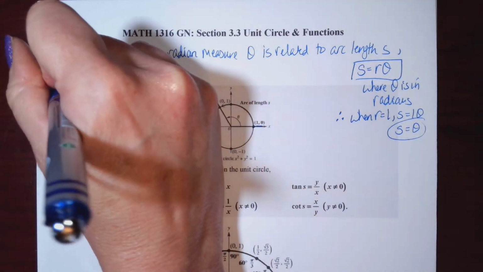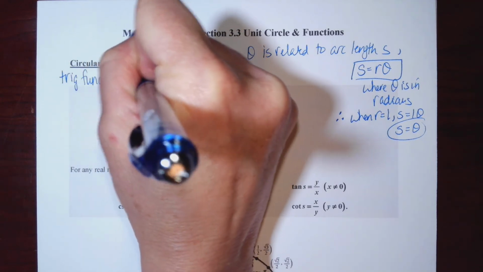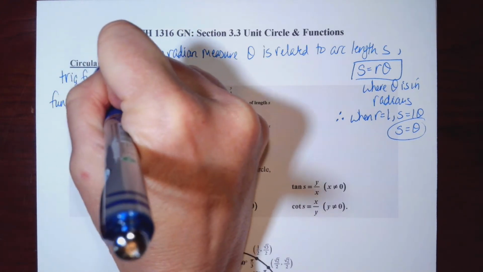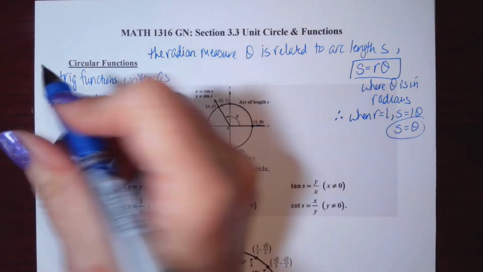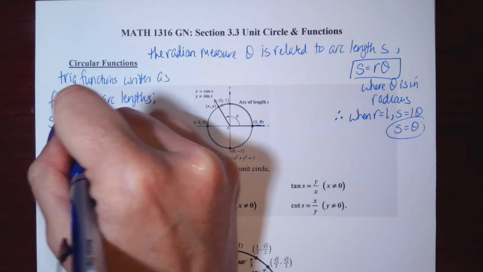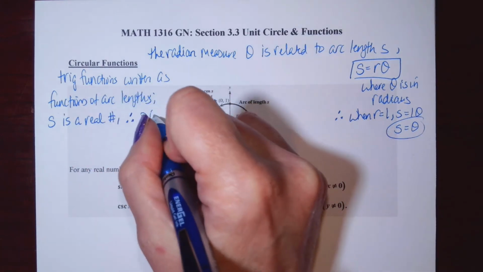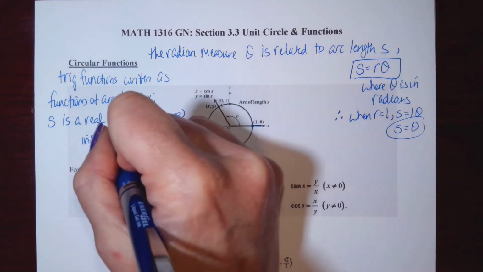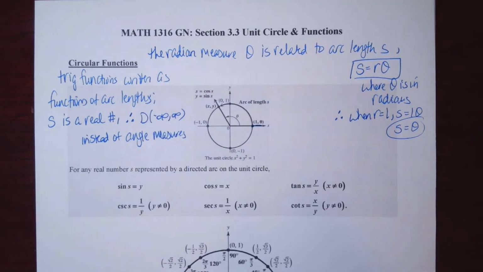Circular functions are basically just our trig functions written as functions of arc lengths. Now, because my arc lengths are real numbers, so S is a real number, therefore my domain is all real numbers instead of degree measures of angles. So that arc length can be anything. S can be anything.